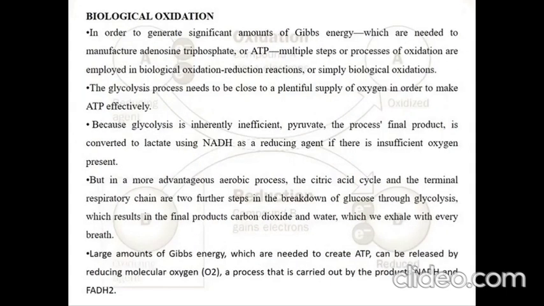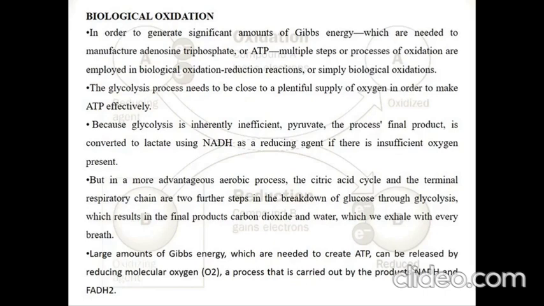Coming to the detailed version of biological oxidation, in order to generate significant amounts of Gibbs energy, which are needed to manufacture adenosine triphosphate or ATP, multiple steps or processes of oxidation and reduction reactions, or simply biological oxidations, are employed. The glycolysis process needs to be close to a plentiful supply of oxygen in order to make ATP efficiently. Because glycolysis is inherently inefficient, pyruvate, the process's final product, is converted to lactate using NADH as a reducing agent if there is insufficient oxygen present.